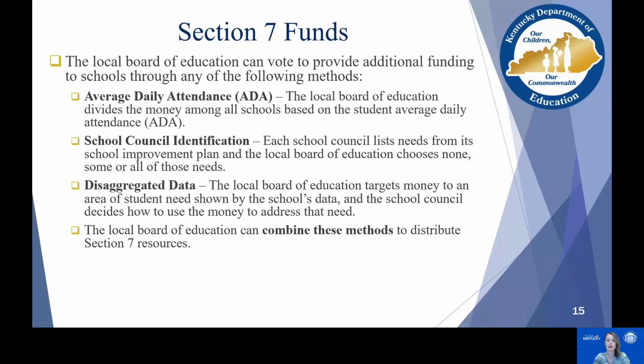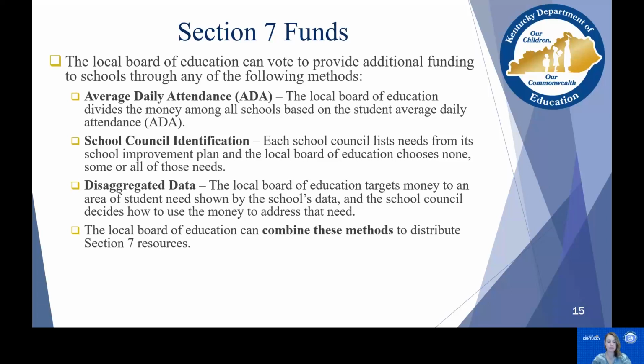And then the last method is a combination of these 3. They can combine these methods to distribute Section 7 resources depending on what they think is best for each school. So if a school wants Section 7B funds, the school must make a school council request. B here is the school council identification, that second bullet. If a school wants the funds, they have to submit a request, and in that request, it's their opportunity to ask the Board of Education to consider their unique needs. They have a plan in place of how they're going to use those funds, and why the board should grant them those funds for that purpose.